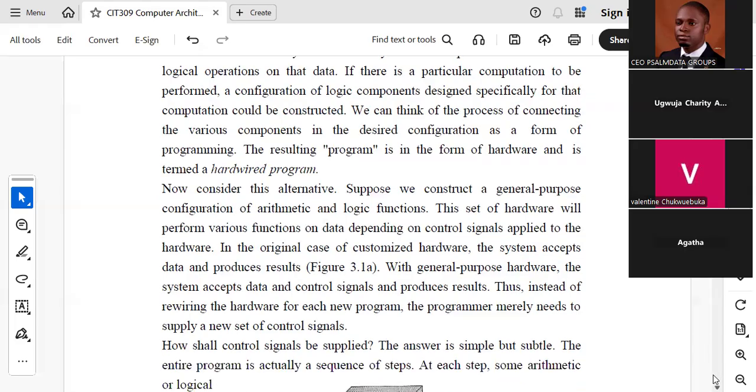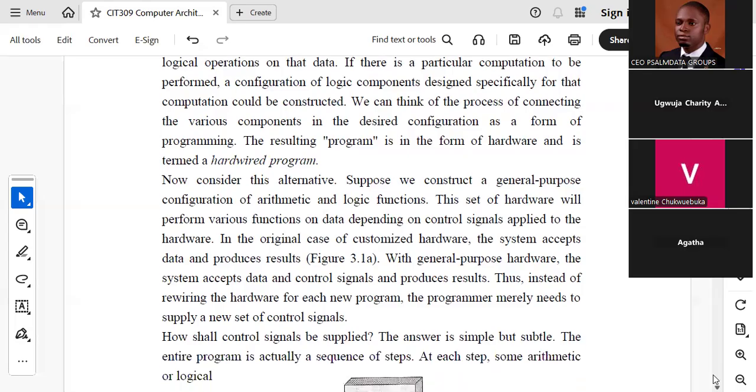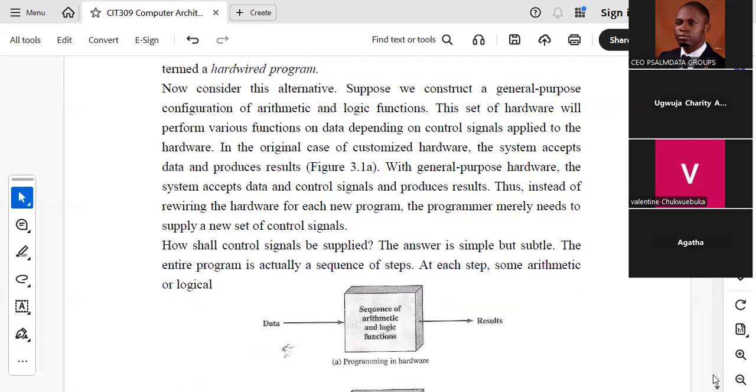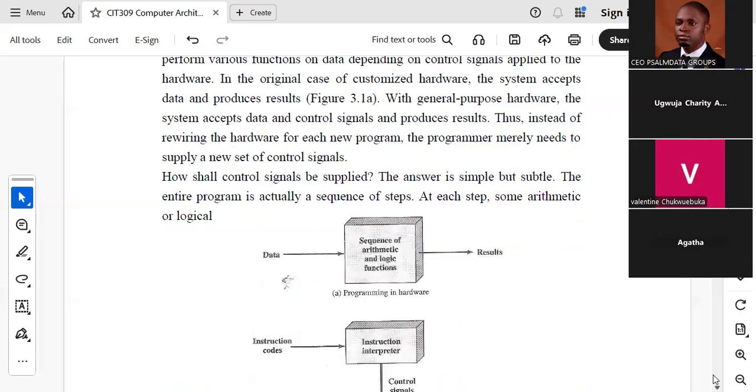The answer is simple, but... Sublet or what? Sublet. No, sub, the entire subprogram. Sub, the B is silent. Okay, okay, I was seeing double T or double L. No, it's B that is there. Okay.